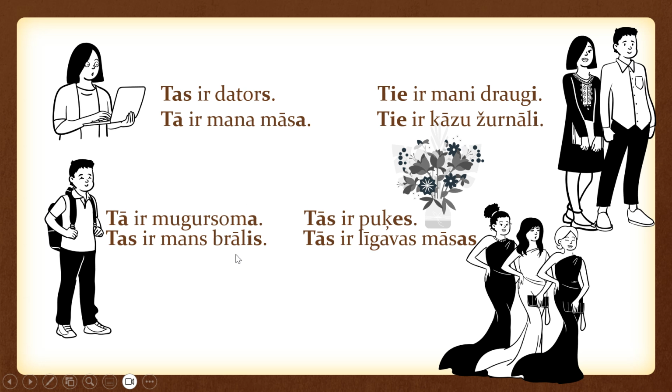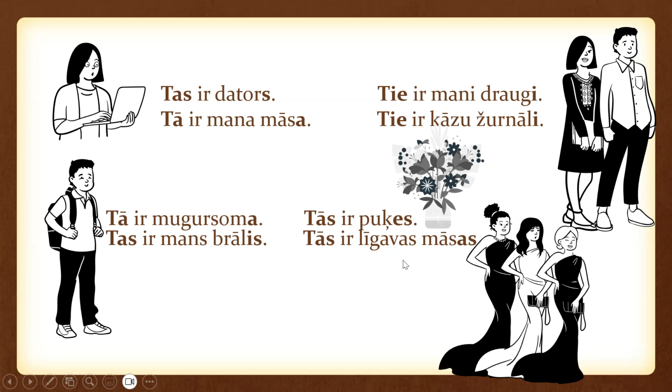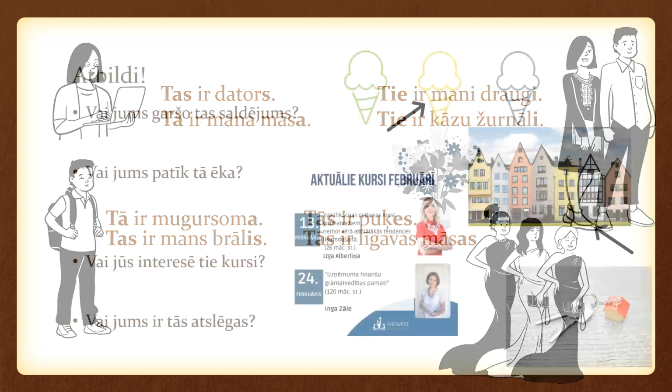Tā ir mugursoma, again mugursoma, backpack, a feminine noun. Tas ir mans brālis, and that's my brother. Tās ir puķes, so feminine plural, puķes, so tās, un tās ir līgavas māsas. Līgavas māsas, the bridesmaids, and several of them.